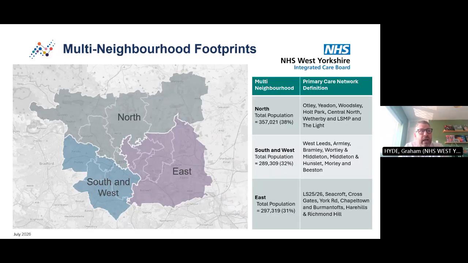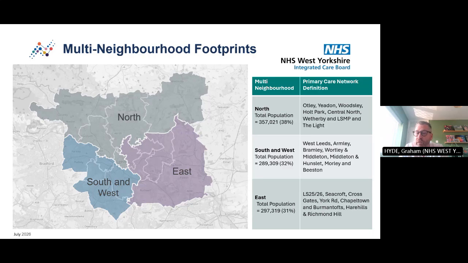Our 3 multi-neighbourhood footprints are shown here and have recently acquired names. We previously called them 1, 2, and 3, and now we've got a name for each of them. And these are built from our 15 neighbourhoods, which, as I said before, are in turn built from our 19 primary care networks. So hopefully you can see how things build up from people's houses, where people live, up to neighbourhood footprints, and then up to multi-neighbourhood footprints.